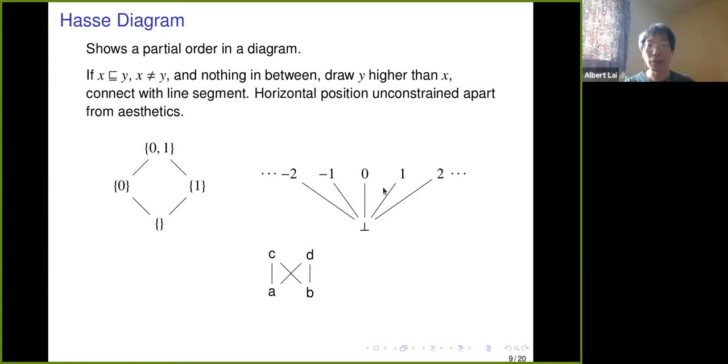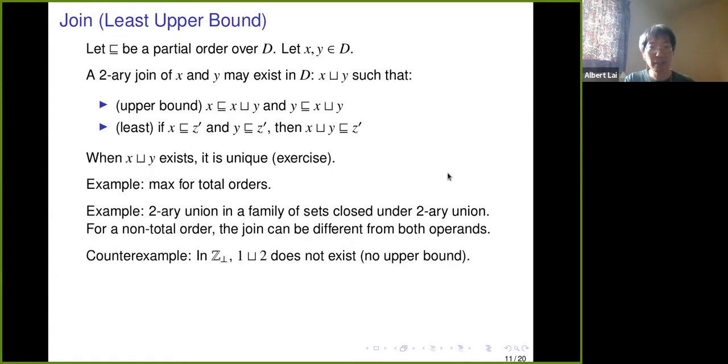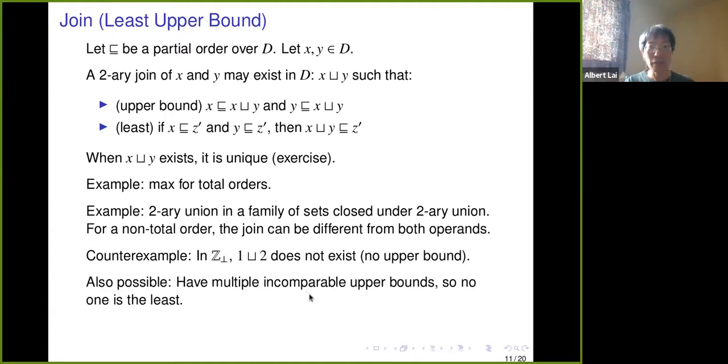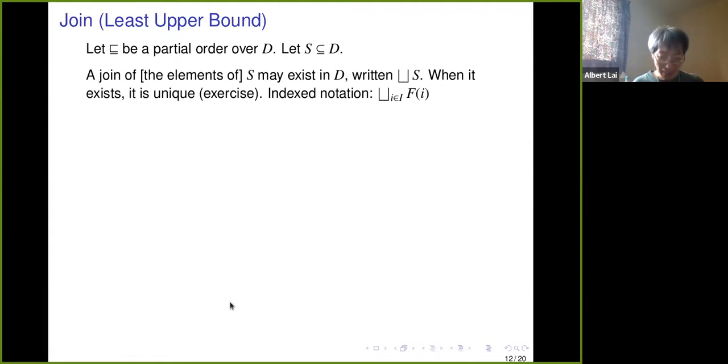And this example with the information order is where sometimes you don't even have any common upper bound, so sometimes some joins don't exist. Of course, the join of bottom and 2 is 2, but the join of 1 and 2 doesn't exist. You have a lot of incomparable upper bounds, so no one wins. Well, that's too easy, the join of 2 elements. You can use induction to extend to the join of finitely many elements. And if you have bottom, then you also have the join of no elements at all.